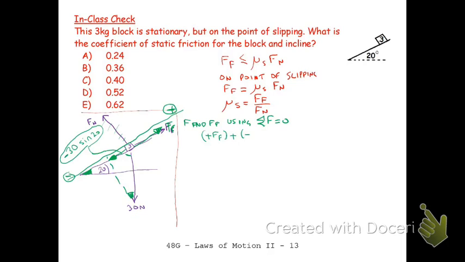I say plus FF added to minus 30 sine 20 is equal to 0. So FF is equal to 30 sine 20. I'm going to leave that for a minute because I want to show you something. I could work it out as a number. It would be 30 times a number that's less than 1.